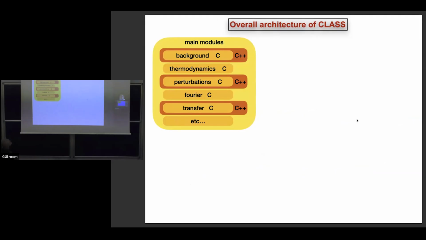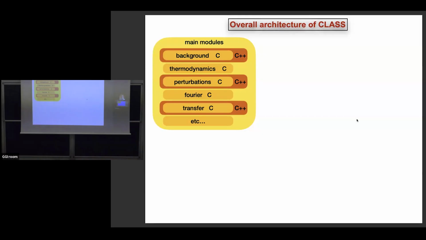Okay, I'm going to present here the overall architecture of the code. So the important part of the code lives in a series of main modules. I list the first one here. There will be a slide where I will give you the full list and I will tell you what they do, to which physics they correspond. But you can guess from the name: background, thermodynamics, perturbation, Fourier transfer, etc.